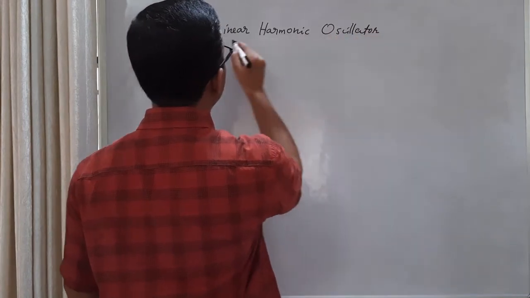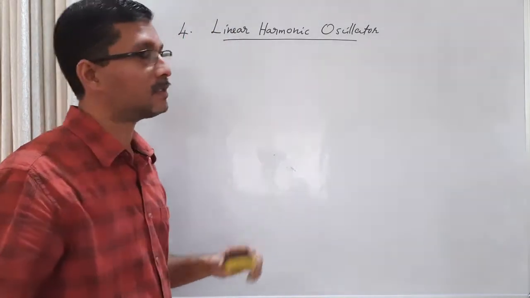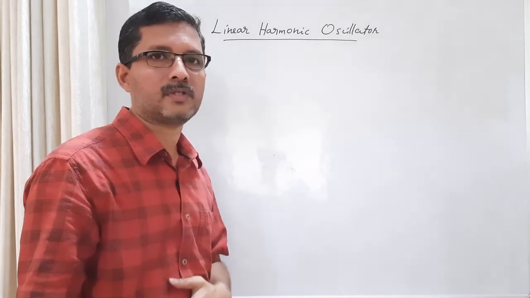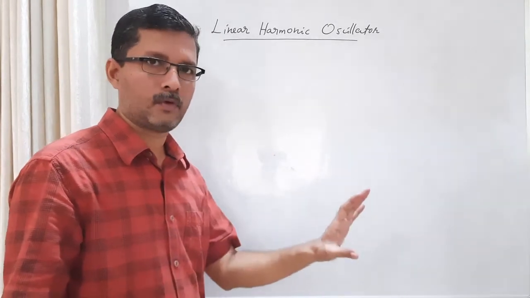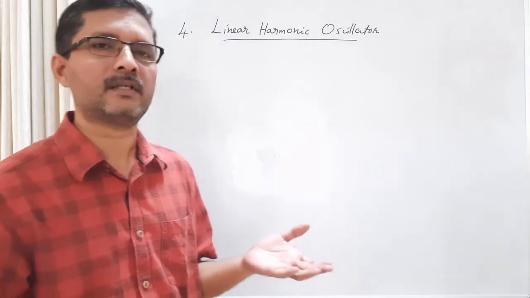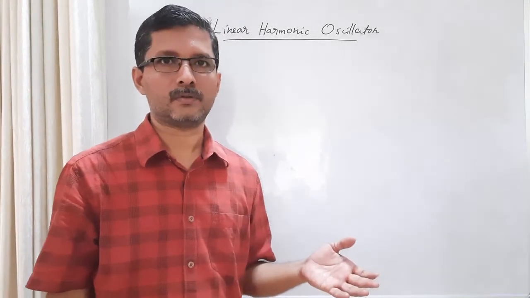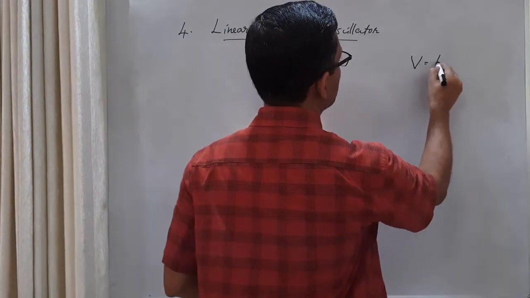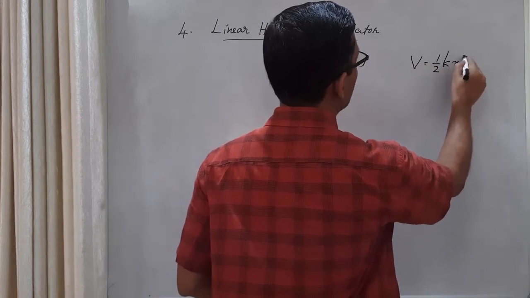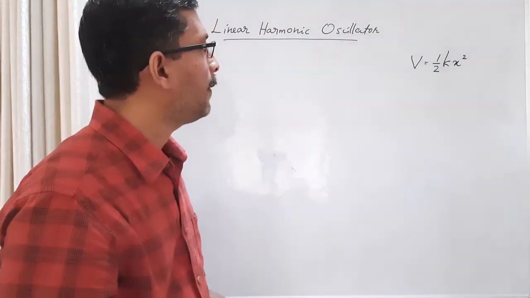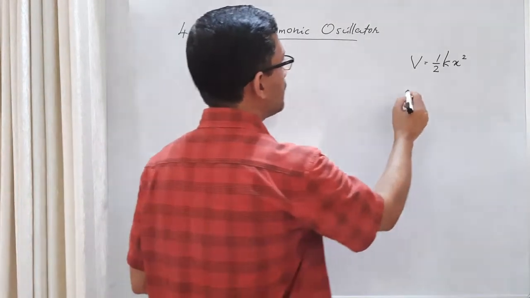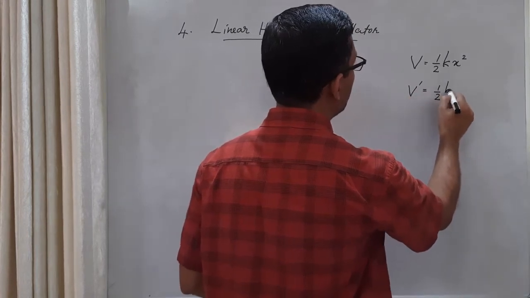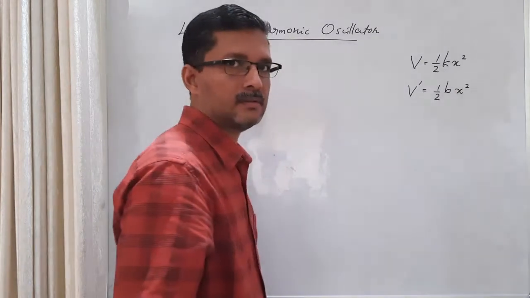The reason for giving this title is that in this particular problem we will look at the linear harmonic oscillator. We will apply a potential to the linear harmonic oscillator which is exactly like the usual potential of the linear harmonic oscillator. What is the usual potential? The usual potential in the linear harmonic oscillator is the parabolic potential, half k x square, where k is the force constant. Now we will apply a perturbation something like this, half b x square, where b is some constant.